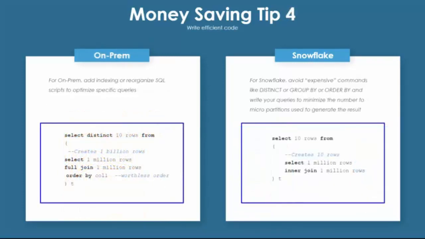Now, I don't mean to sound condescending with this next tip, but I have found that working with Snowflake, one of the biggest avoidable expenses is compensating for complex SQL code with the ability to scale your compute. So in the on-prem world, developers would add all sorts of non-clustered indexes to optimize their queries. But in Snowflake, the tendency is to simply scale up or out on the data warehouse to throw money at the problem. Although it is true that the performance will improve if you double the size of the warehouse, so will the price. So the best practice is to review your SQL to make sure you're avoiding those expensive commands like distinct or group by or order by, especially if they're unnecessary, and write your queries to minimize the number of micropartitions used to generate the result set.